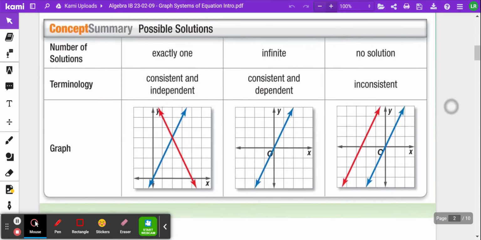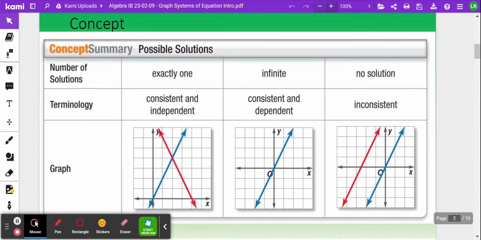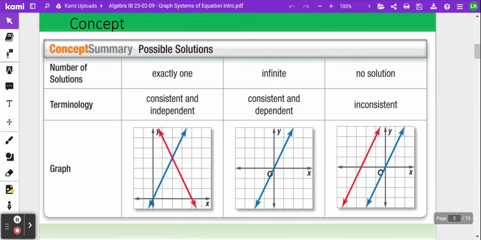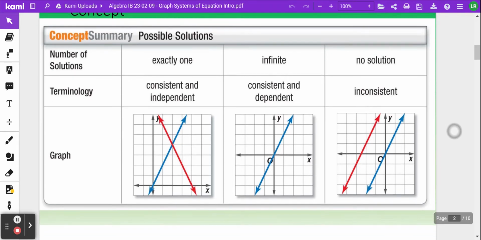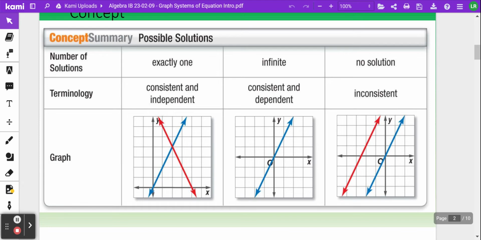Systems of equations is basically two or more lines, or two or more equations, for right now being put on a graph. Essentially it's used for comparison. So these are the three possibilities of what can happen, and there's specific mathematical terminology that we use for this.